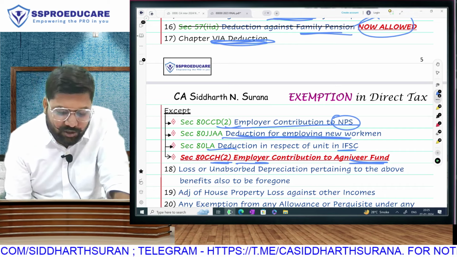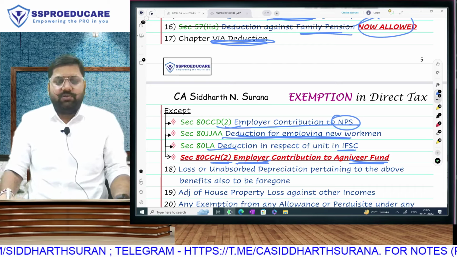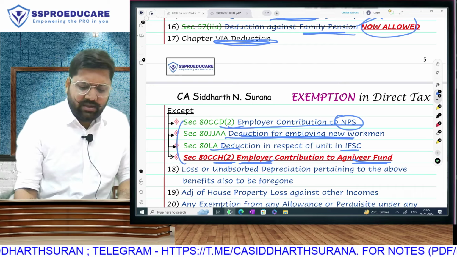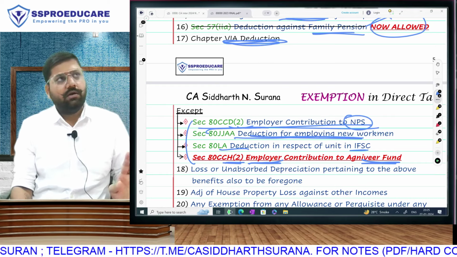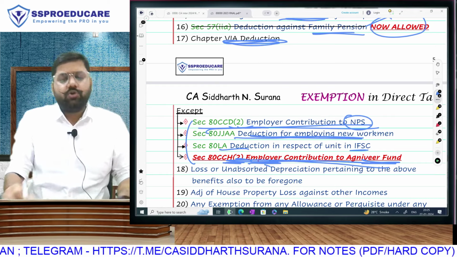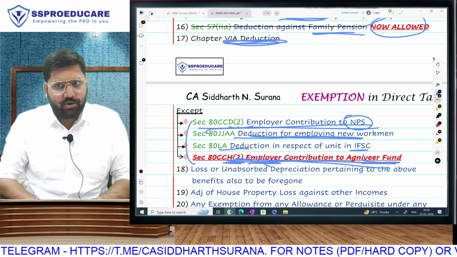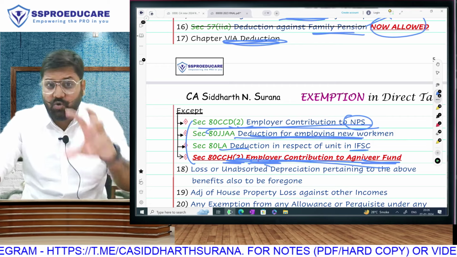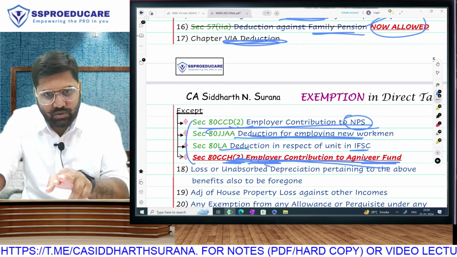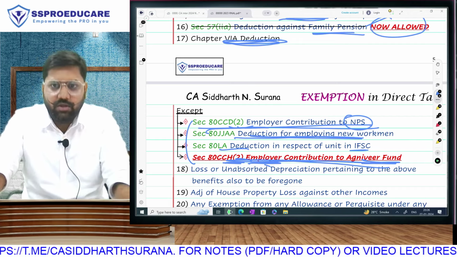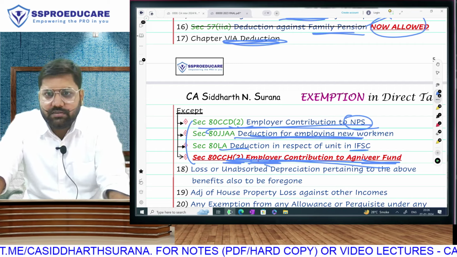So employer contribution's deduction you will get in old as well as new. This is exactly same as NPS. Own contribution's deduction you will not get, only subsection 2 you will get. Meaning subsection 1's own contribution you will not get deduction; in old you will get, not in new. And subsection 2's employer contribution deduction you will get in old as well as new.